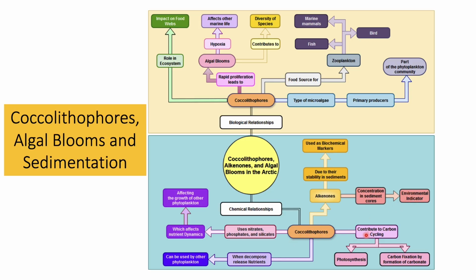Similarly, the coccolithophores contribute to carbon cycling, one in photosynthesis, and also they are involved in carbon fixation by formation of carbonates in the seawater. The coccolithophore also uses nitrates, phosphates and silicates, which affects the entire nutrient dynamics in the Arctic region. This also affects the growth of other phytoplanktons. Similarly, when the coccolithophore is decomposing, they can be used by other phytoplanktons also. So this is the overall role of coccolithophores in the entire Arctic ecosystem.